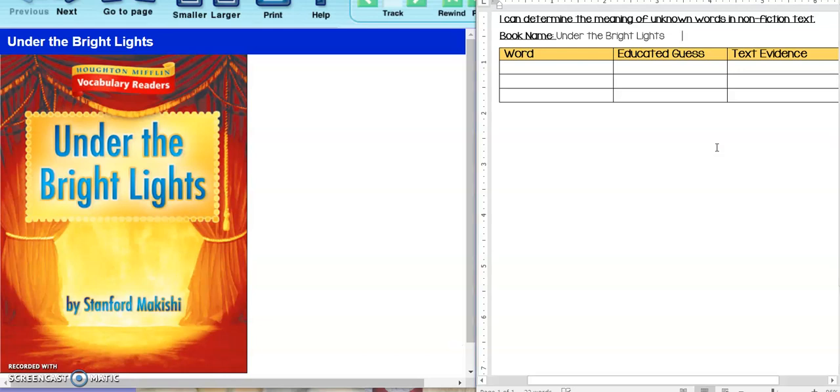And the reason we need to determine the meaning of unknown words in a text, same thing as yesterday, is it just helps us be better readers. We have to understand the text, and we have to understand all the words in the text to fully understand what the text is saying.